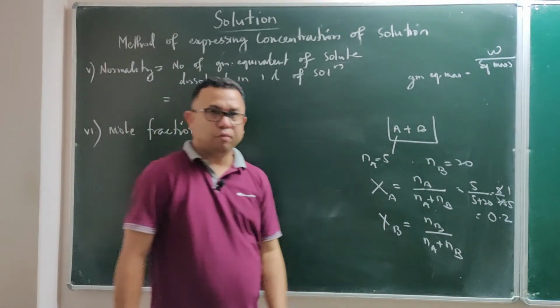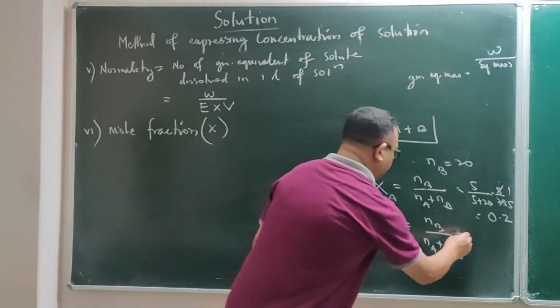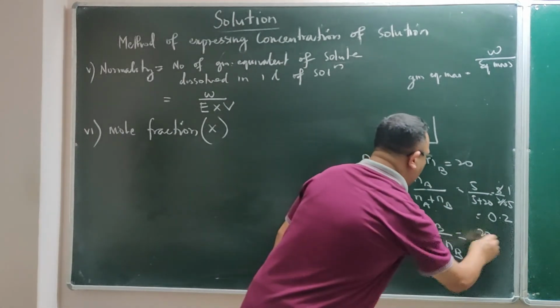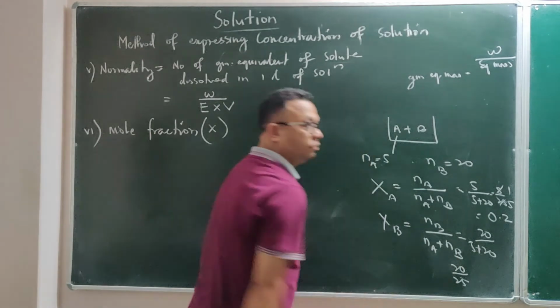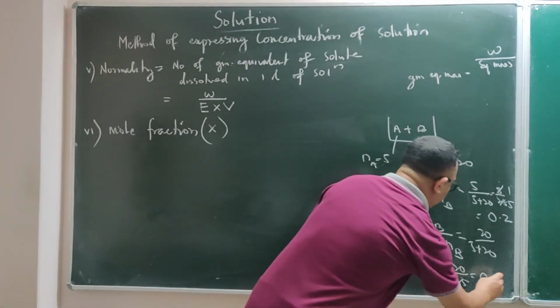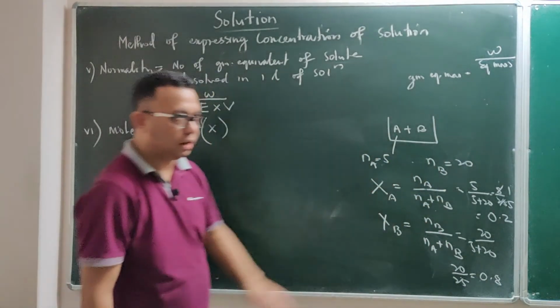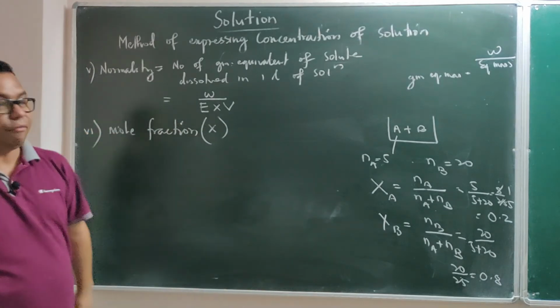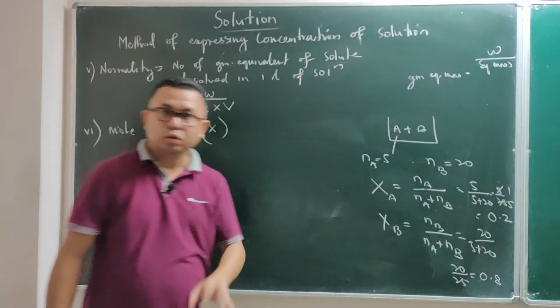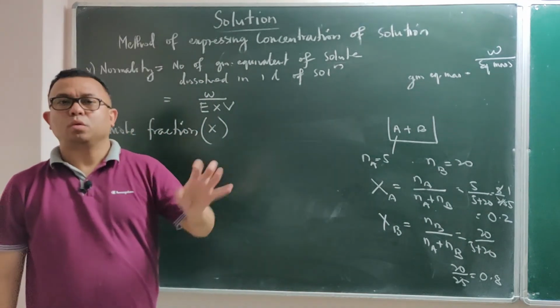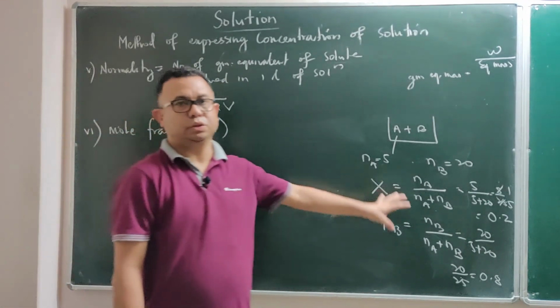Similarly, if I want to find the mole fraction of B, then the number of moles of B is 20 over 5 plus 20. So that is 20 over 25. If you cancel it, it will give you 0.8. I am coming to that a little later, but just now what I have said is that mole fraction is defined as the number of moles of that particular component to the total number of moles present in the solution.